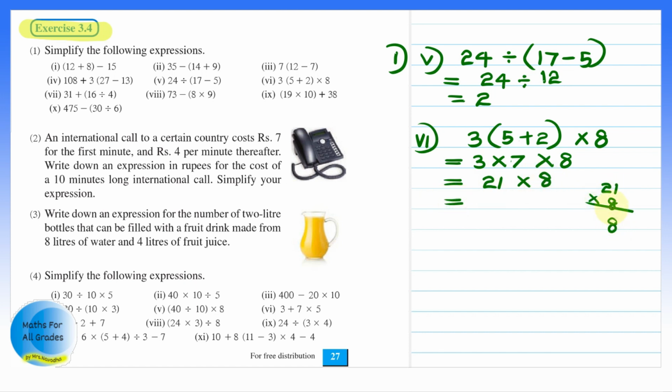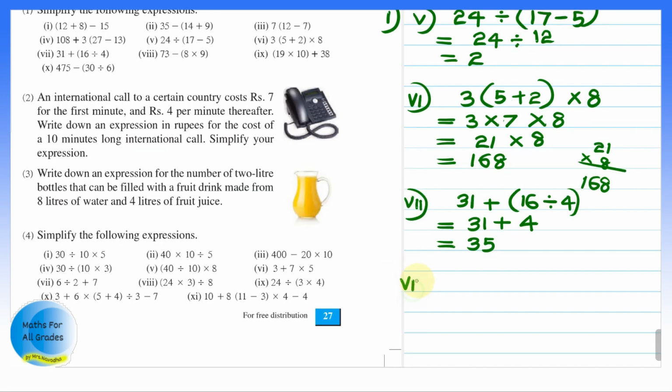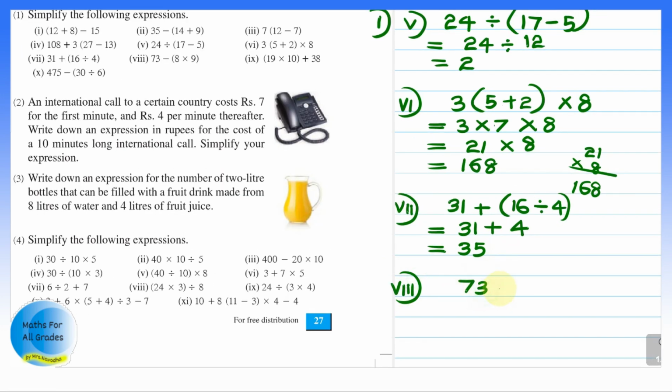8 times 1, 8. 8 times 2, 16. Answer is 168. Problem number 7. 31 plus 16 divided by 4. What you get here, 16 divided by 4 equals 4. Now let's add 31 and 4. The answer is 35. Problem number 8. 73 minus, open a bracket, 8 times 9. Let's solve the brackets first. 8 times 9 equals 72. 73 minus 72 equals 1.